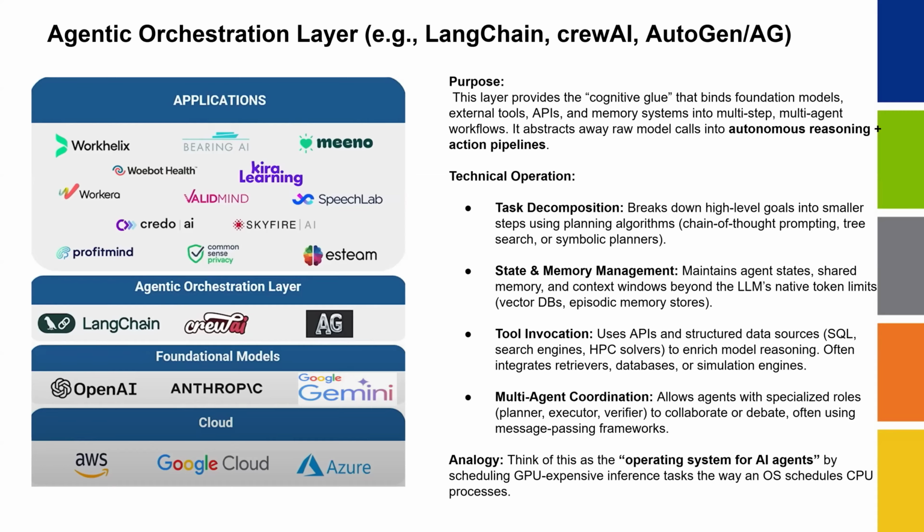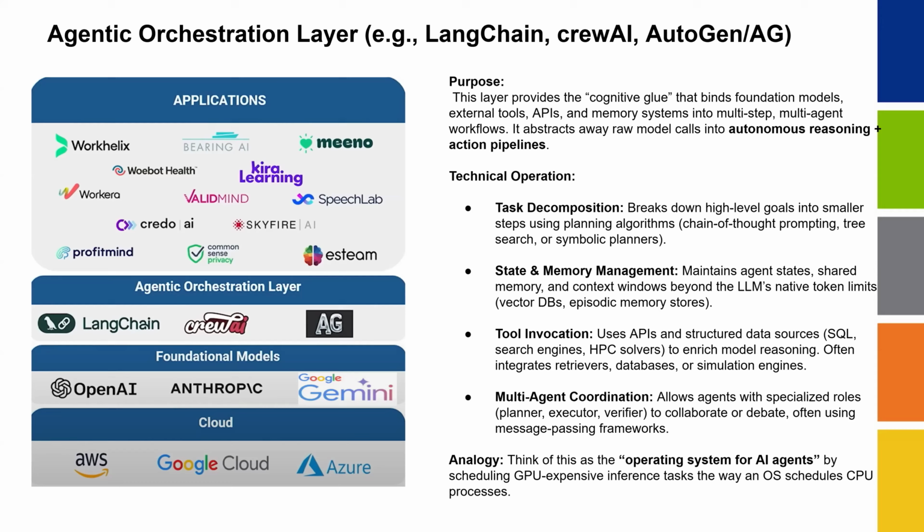The purpose is that this layer provides the cognitive glue that binds foundation models, external tools, APIs, and memory systems into multi-step, multi-agent workflows. It abstracts away raw model calls into autonomous reasoning and action pipelines. The technical operations look as follows: task decomposition breaks down high-level goals. We spoke about this. Then state and memory management, tool invocation, and multi-agentic coordination. Think of the orchestration layer, by analogy, as an operating system for AI agents.